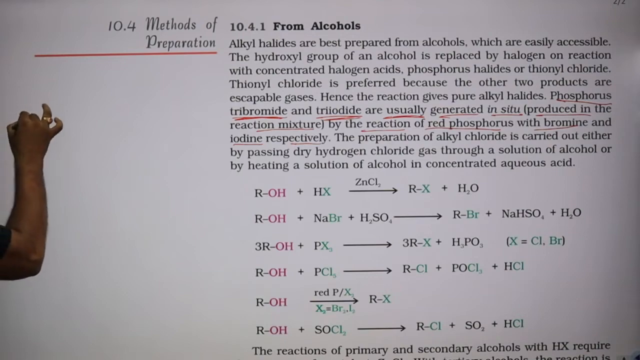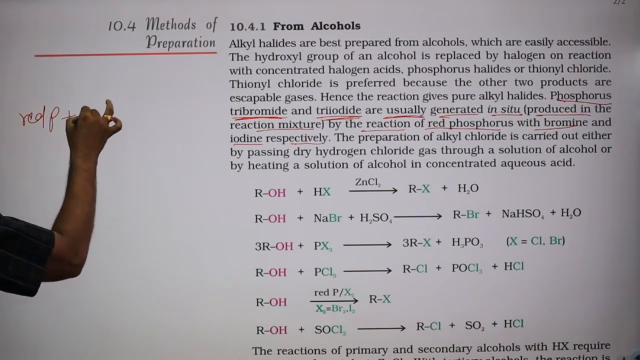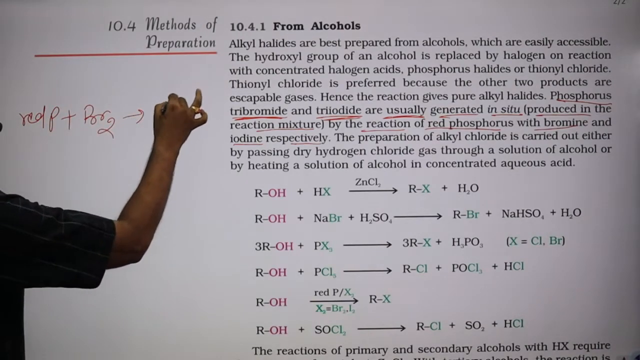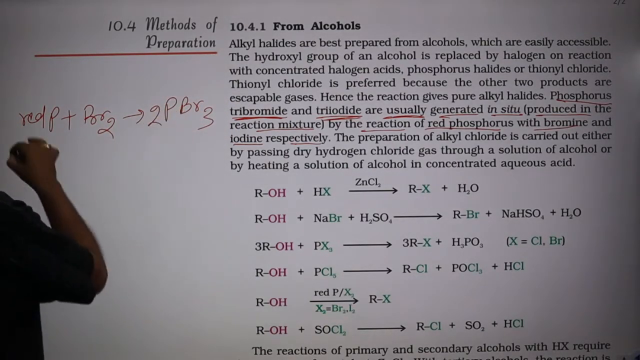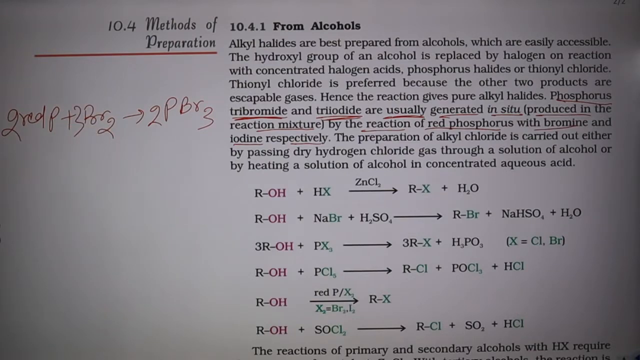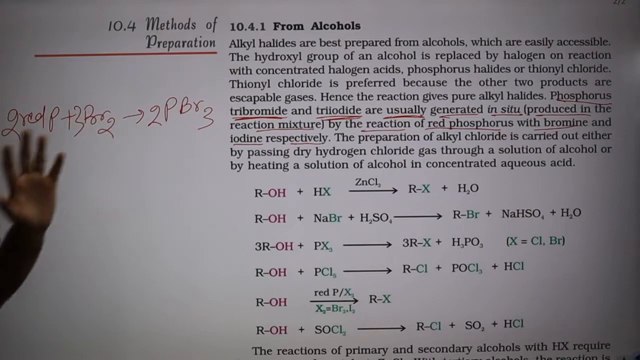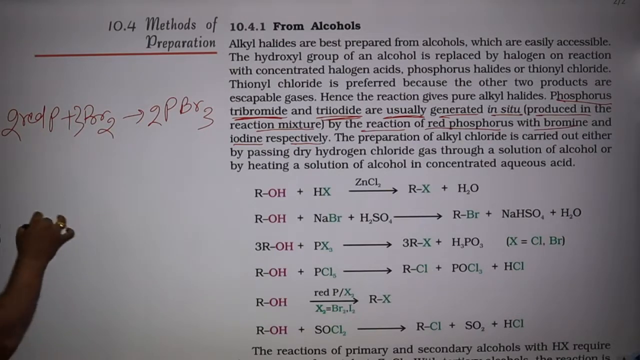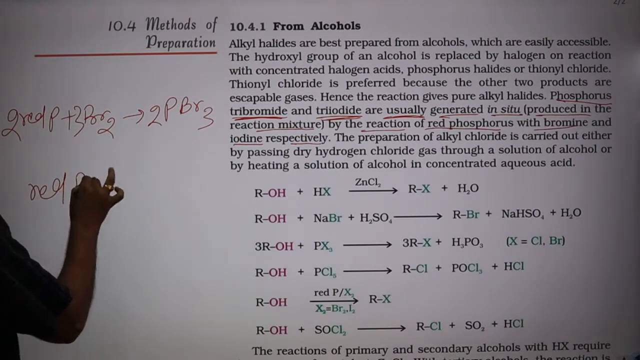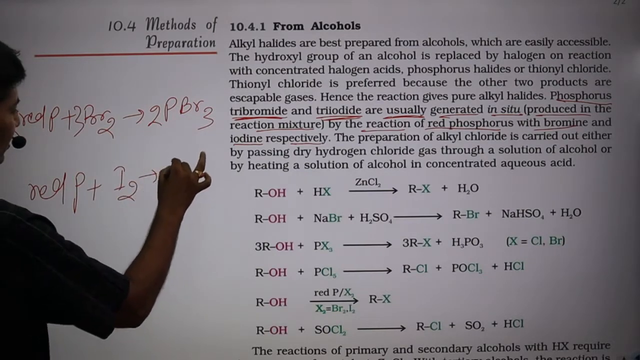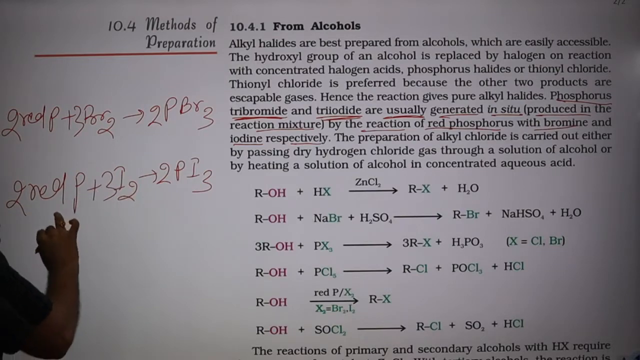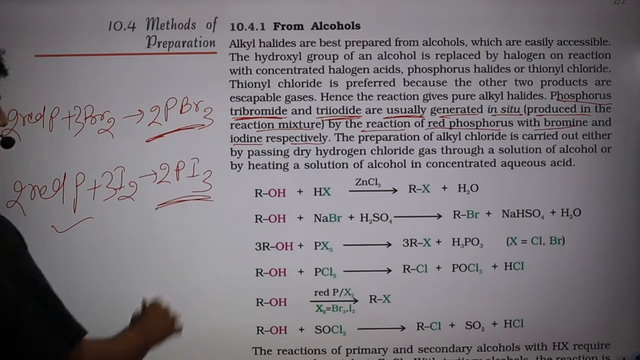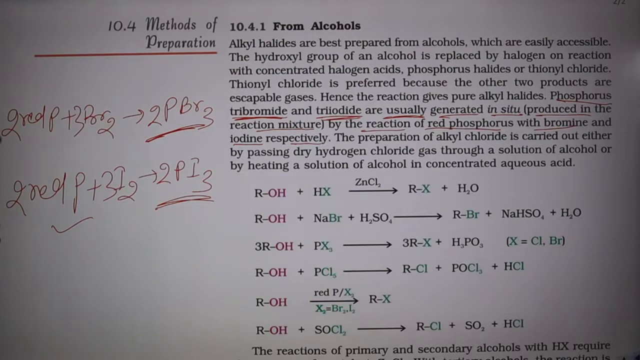If we take red phosphorus and react it with Br2, bromine, we get phosphorus tribromide. To balance this equation, multiply by 2, by 2 and by 3. So by the reaction of red phosphorus with bromine, we get phosphorus tribromide. Similarly, red phosphorus reacting with I2 gives PI3, multiplied by 2, by 2 and by 3. These are the halogenating reagents.